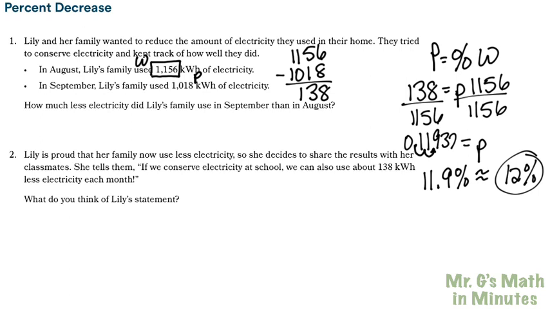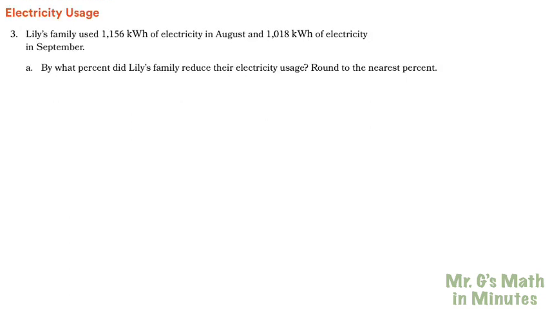And then it says that Lily is proud that her family now uses less electricity, so she decides to share the results with her classmates. She tells them if we conserve electricity, we can save at school as well. So do you think the school is only going to be saving 138? And the answer to that is more than likely not. School is a whole lot bigger than Lily's house, and they have a lot more people who can help conserve electricity. So the amount of kilowatt hours that they can save in a month would be far greater than Lily can at her house. Which brings us to problem number 3.